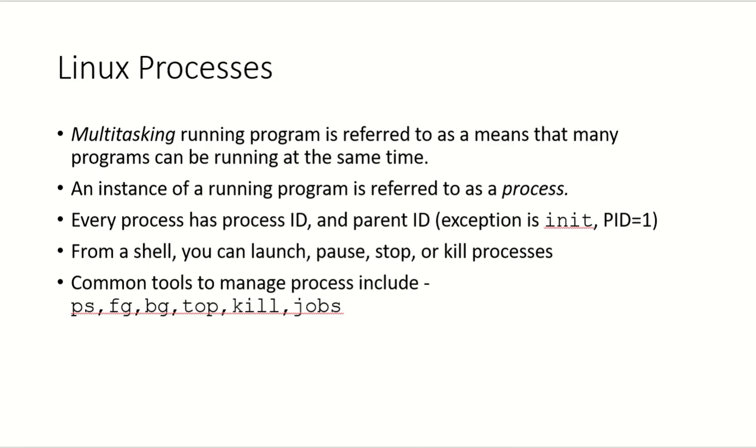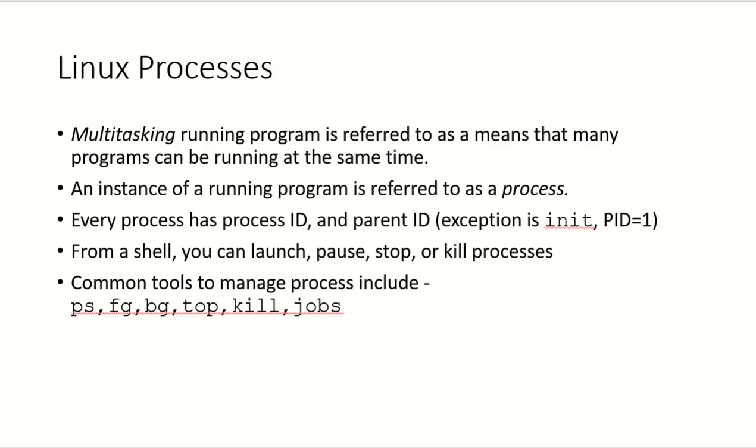Each of those running instances would have its own individual ID. An instance of a running program is referred to as a process. Each process is unique and has a unique ID, except for init, which is predetermined with a PID value of 1. Other processes get their own unique ID as they're generated. So the same program could be running multiple times with different IDs, because they may be associated with different users.